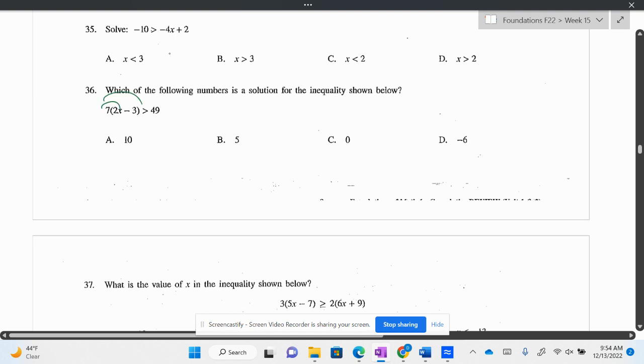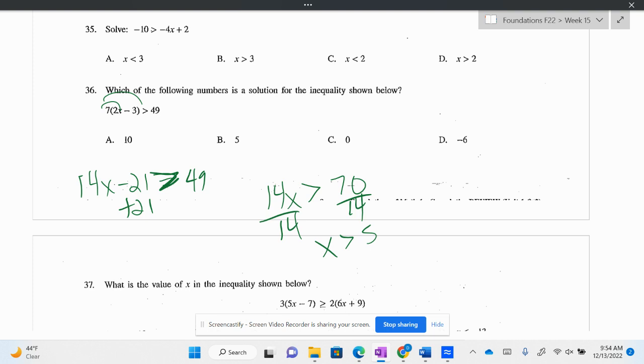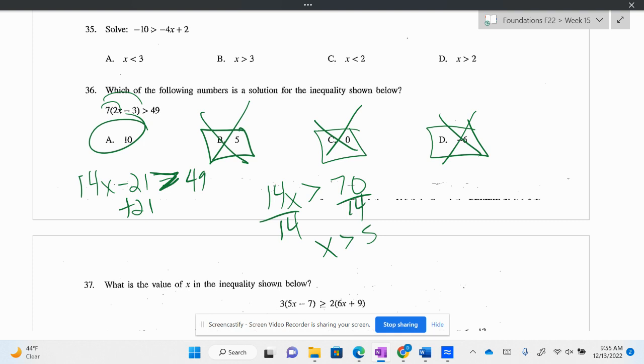This one we can distribute. 14x minus 21 is greater than 49. When I add 21 to both sides, I have 14x is greater than 70. Divide both sides by 14. x is greater than 5. So 0 is not greater than 5. Negative 6 is not greater than 5. 5 is not greater than 5. The only possible solution would be A.